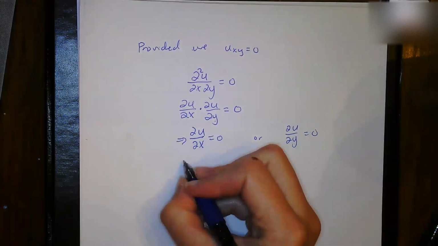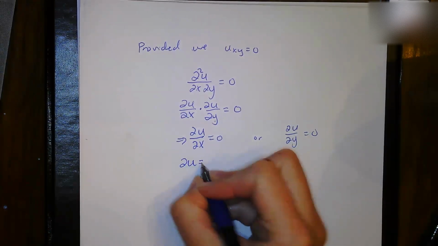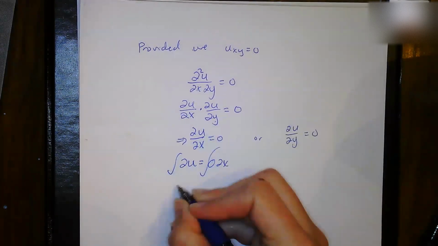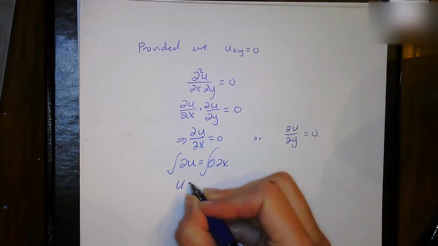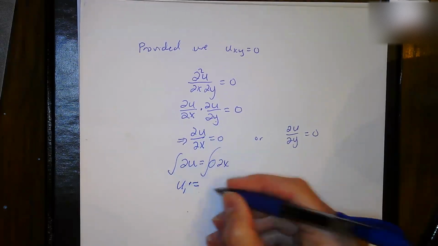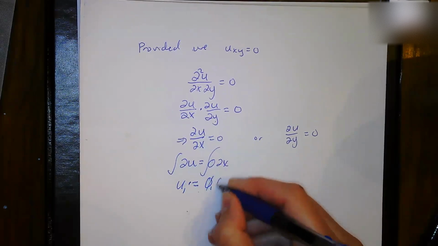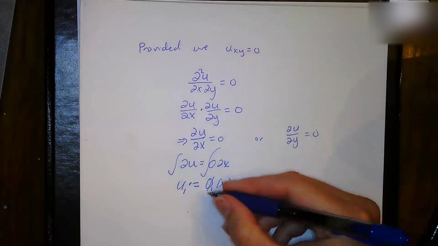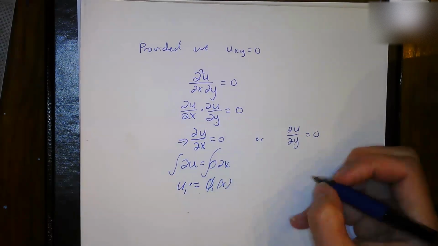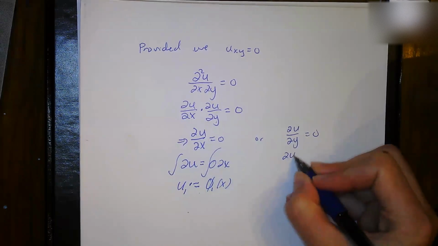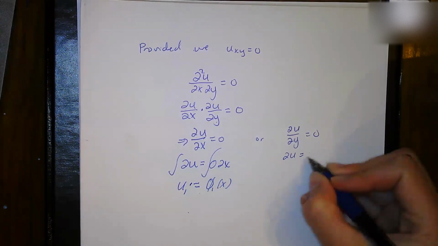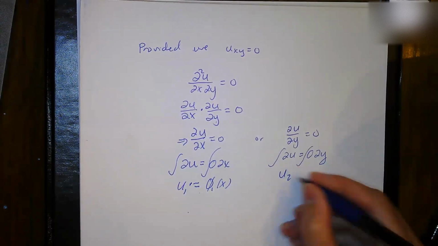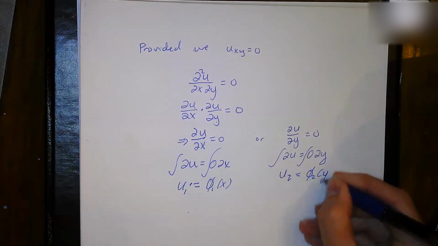And we can solve this by separation of variables. And we get that u1 is equal to phi1 of x, because when you integrate with partial derivatives, instead of constants, you get functions. And then when you take partial u over partial y equal to 0 and integrate, similarly we get u2 is equal to phi2 of y.